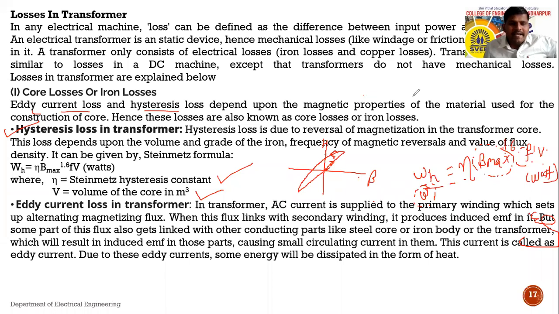Now see eddy current loss. What is meant by eddy current? First of all, we will discuss that, and then how this loss will occur.